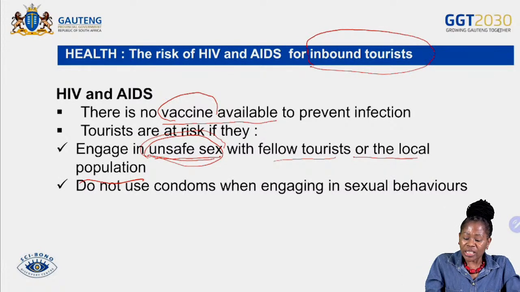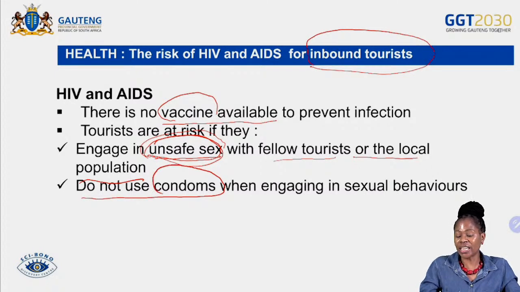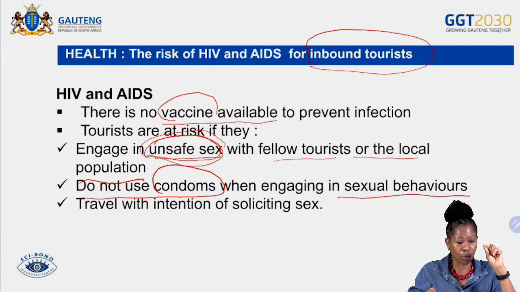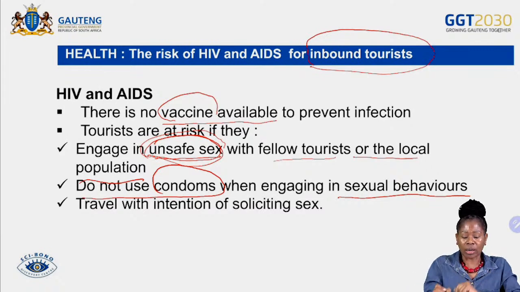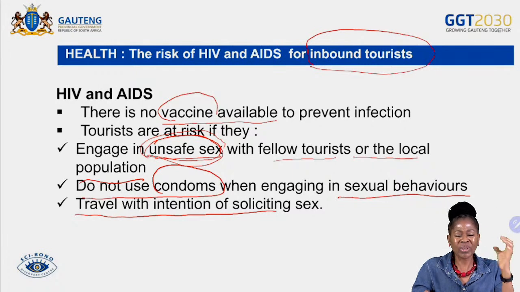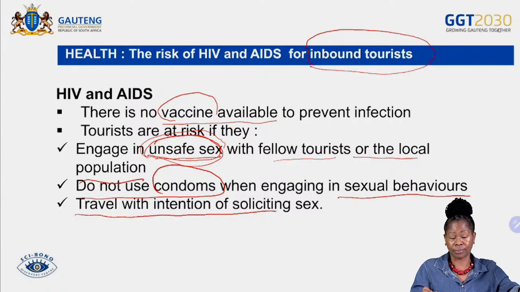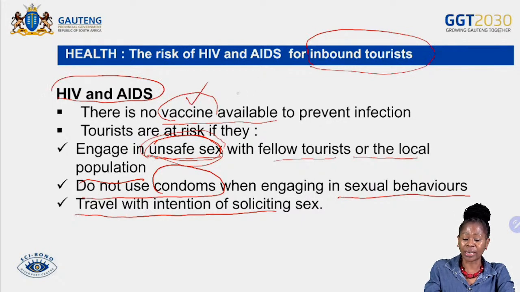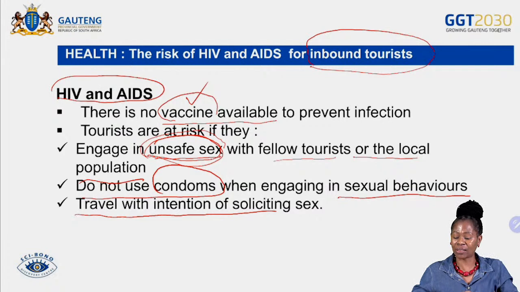Also, you will be engaging in unsafe sex, but if you do not use condoms when engaging in sexual behavior, you will contract HIV. This is a risk for inbound tourists. But remember, I said we are going to advise them when traveling. Or you can have a risk of contracting this disease when you travel with the intention of soliciting sex. With the intention, I'm going to Africa, I'm going to get what I want. Is then that you are going to get the risk of contracting this. And then remember, don't forget, it has no vaccination, but we have advice.